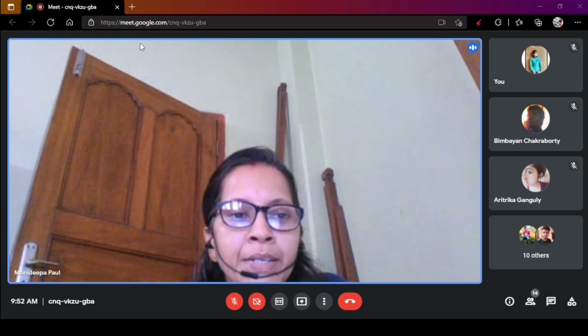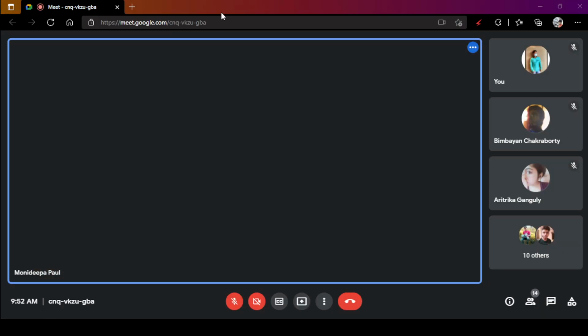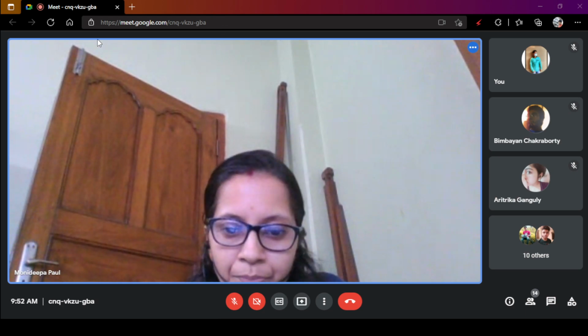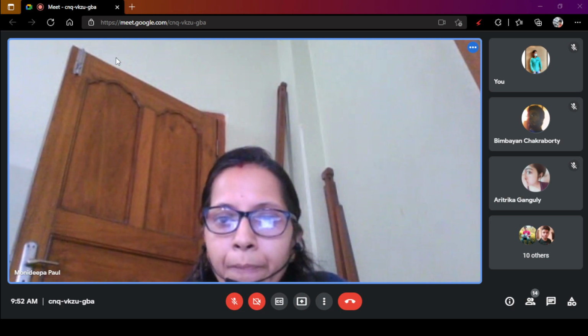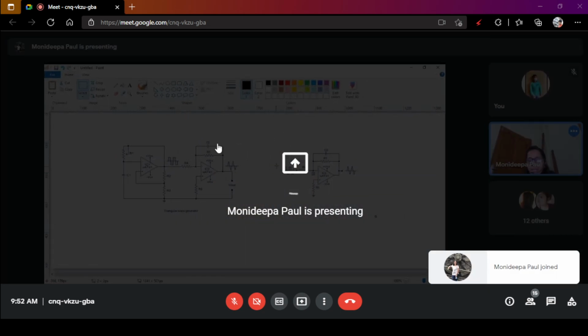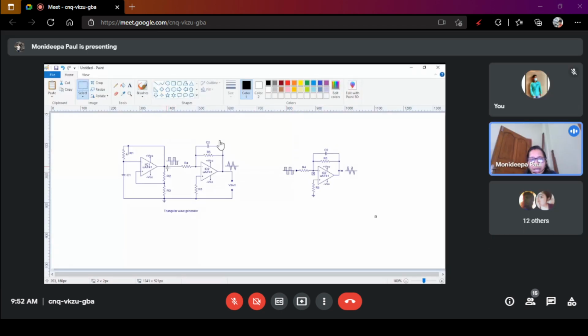Next part is the integrator circuit. Next part means this portion. This portion is the integrator circuit. That means here we apply the square wave which we get from this portion. That means this part is the integrator circuit. Okay.